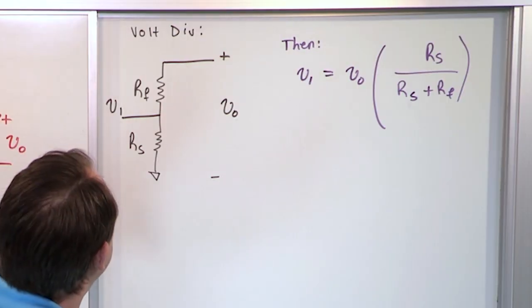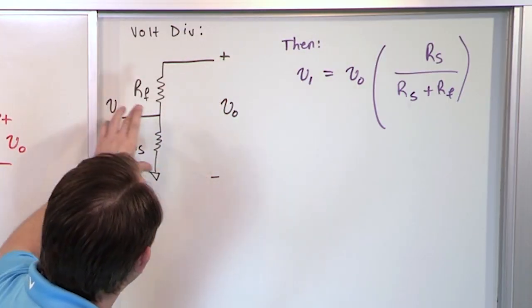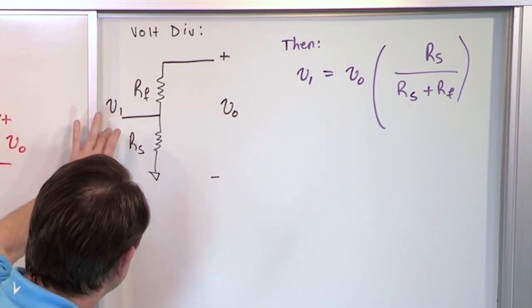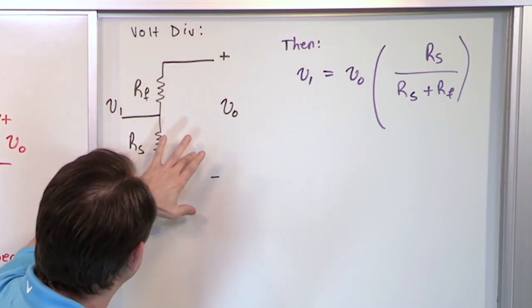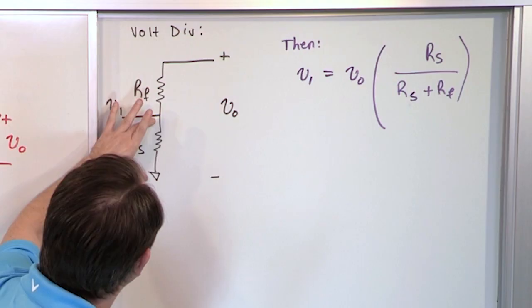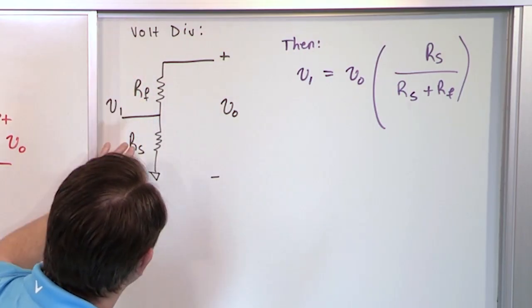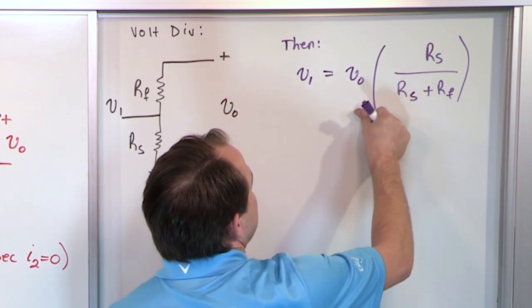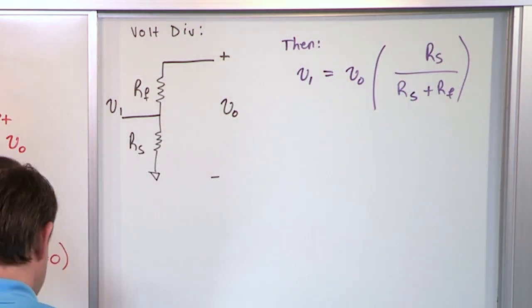Basically, you have a voltage from here all the way down. What you're saying is that this tiny little fraction of the voltage, V1, from here to the ground, is equal to the total voltage times the fraction of this resistance divided by the sum of the total. This is a simple voltage divider from basic circuits, right? And that's what it is right there.